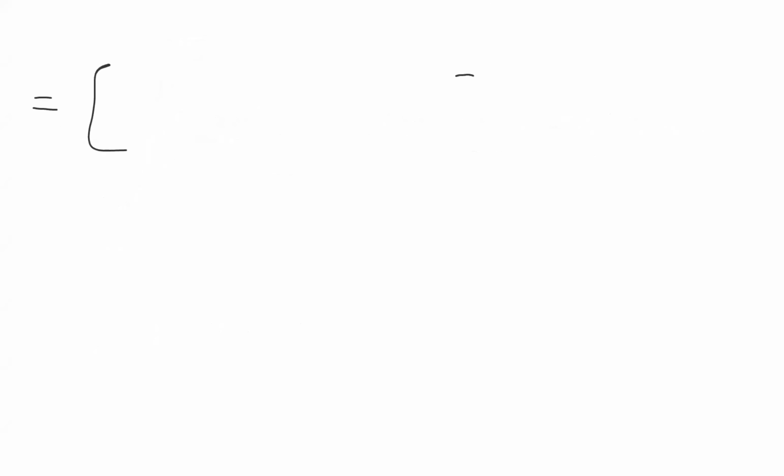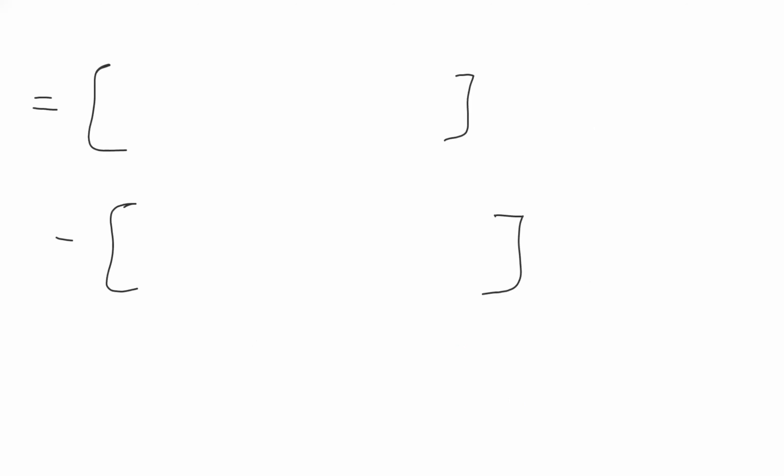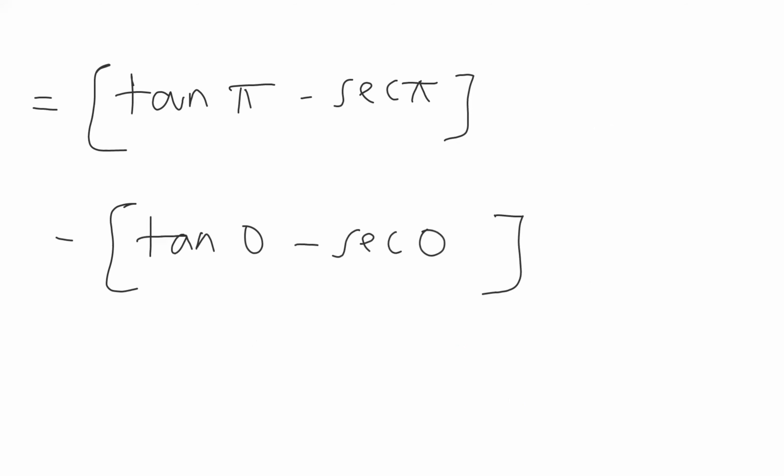So box minus box. In the first box, wherever there is x, I will be substituting the upper limit, and in the second box, wherever there is x, I'll substitute the lower limit. So it will be tan pi minus sec pi, minus tan 0 minus sec 0.